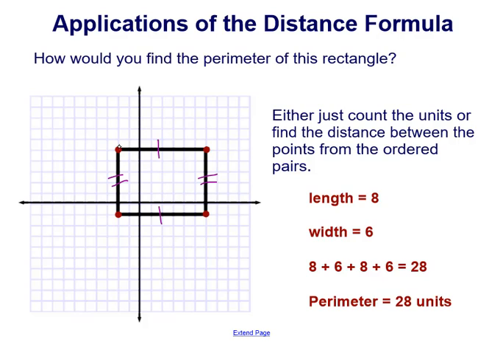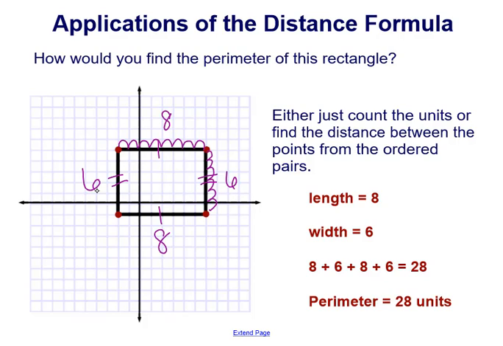Here we have a length of 1, 2, 3, 4, 5, 6, 7, 8. And we have a width of 1, 2, 3, 4, 5, 6. So now we can find the perimeter by adding 8 plus 8 plus 6 plus 6, which equals 28. So the perimeter of that rectangle is 28 units.